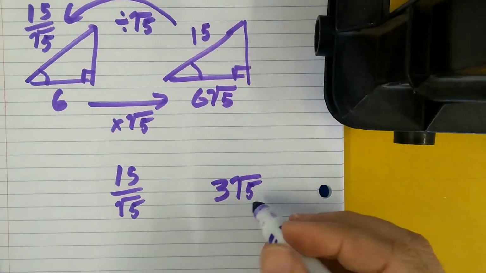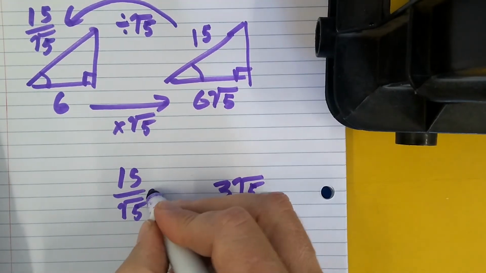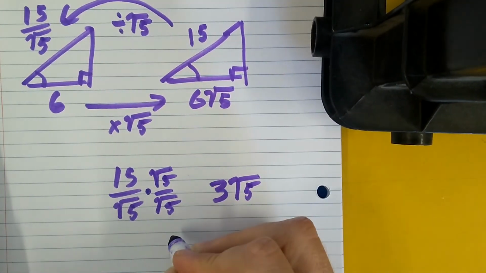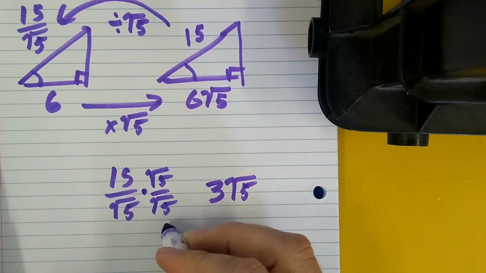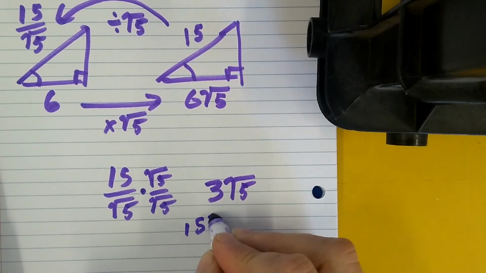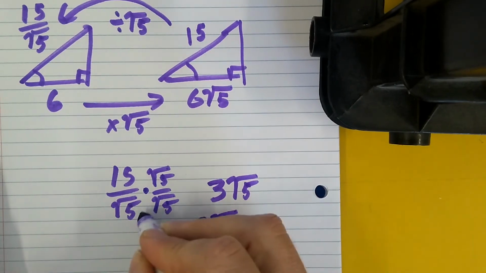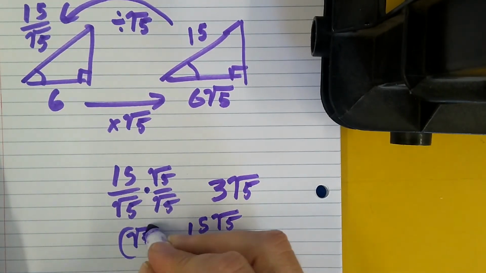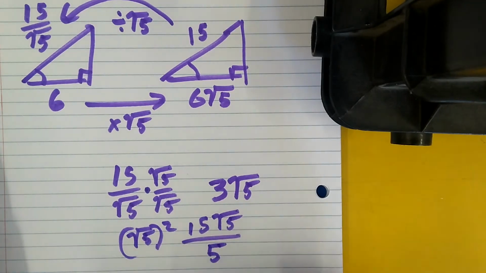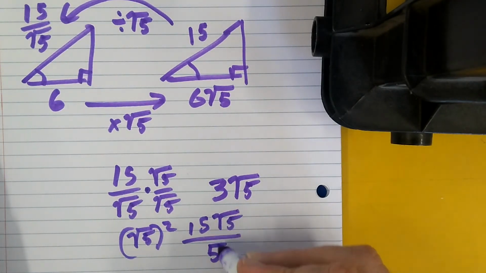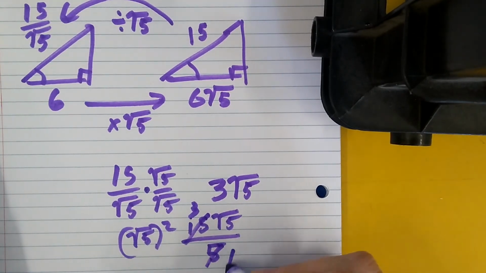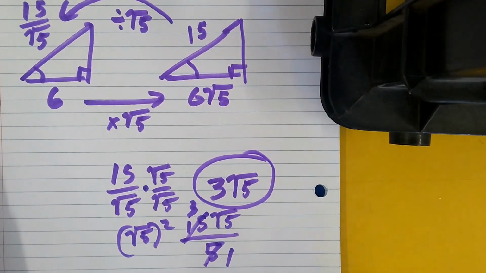So what happened there? How did I get the 3 root 5? Well, same thing. Root 5 times root 5, because I want to get rid of this in the denominator. So that ends up being 15 root 5 on the top, but it ends up being square root of 5 squared on the bottom, which we know is 5. But look, there's some canceling going on, because 15 and 5 will both divide by 5. So that becomes 3, that becomes 1, and that's how we got 3 root 5.